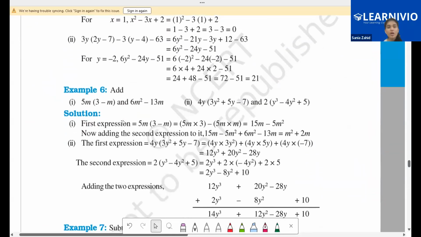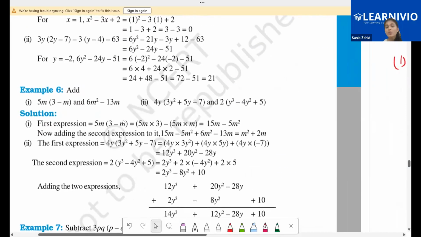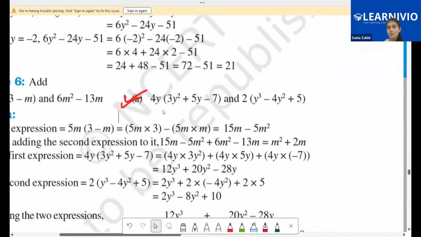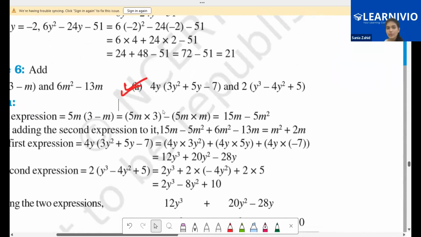Then, okay, you can have these questions like they are giving you these expressions. You first have to multiply them, and whatever answers you're getting, then you have to add them. So like over here, what are you going to do? You first solve 4y into 3y square plus 5y minus 7. You first solve it. So what do you get? You tell me the answer for this.